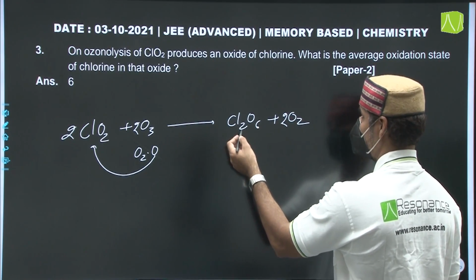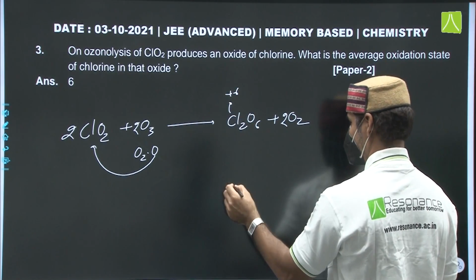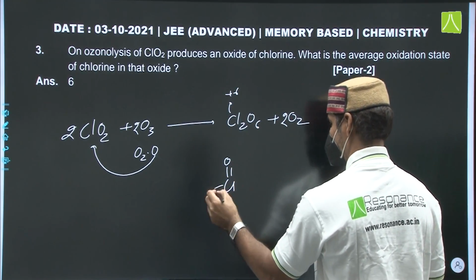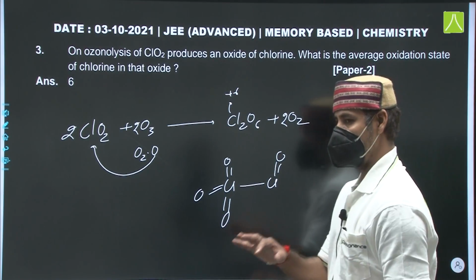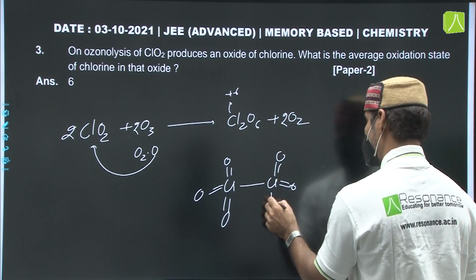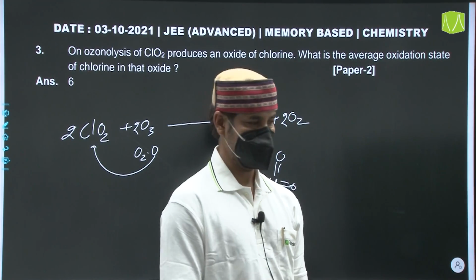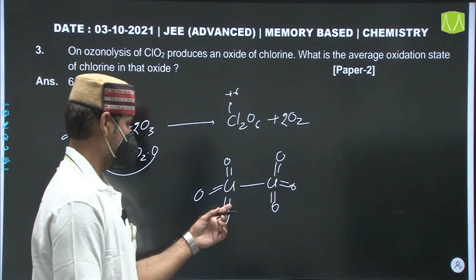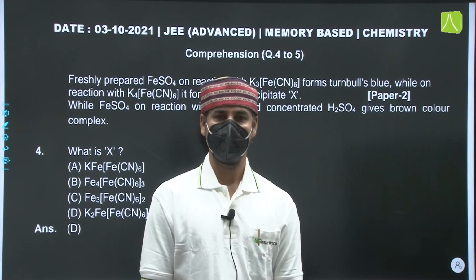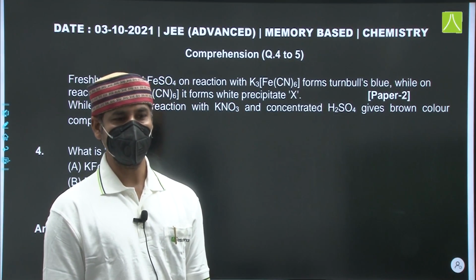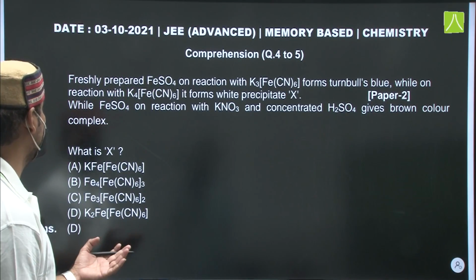If we calculate the average oxidation state on Cl2O6, it would be +6. This is a relatively stable oxide of chlorine, although generally oxides of chlorine are not very stable. This is Cl2O6 and every chlorine has +6 oxidation state, and this is the reaction. Okay students, let's come to the next question, which is purely based on memory.